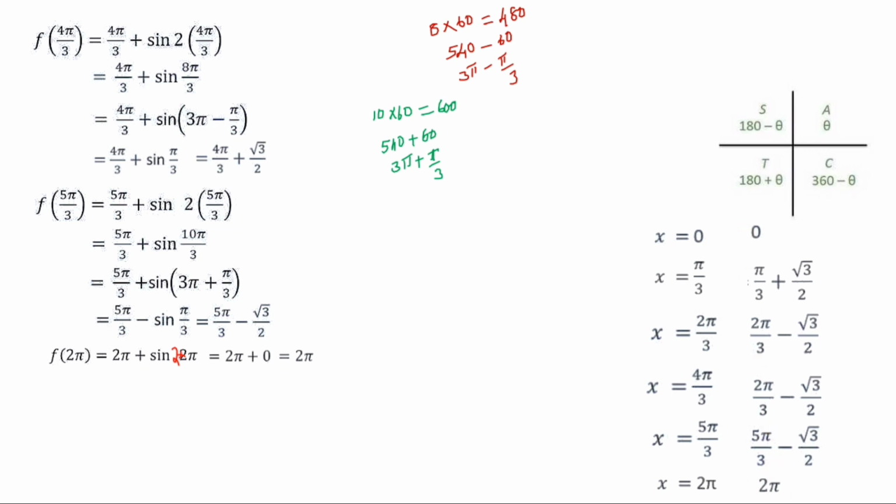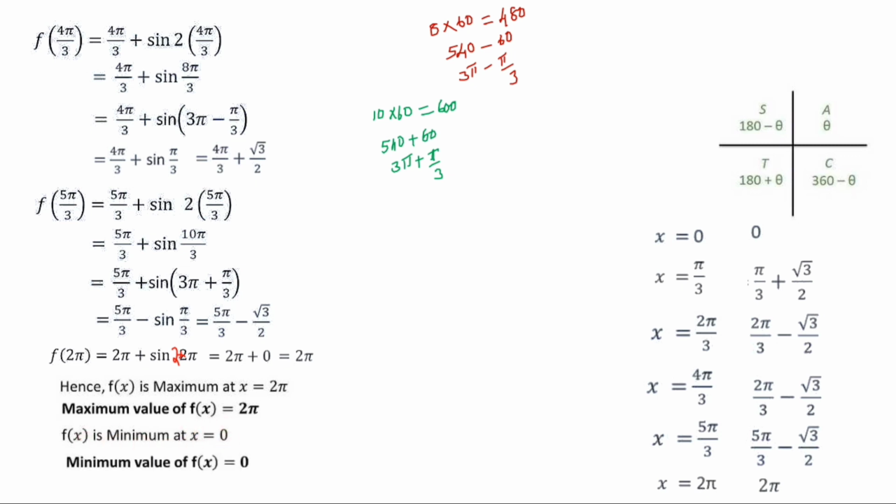Among all these values, it is quite clear that this is the highest value, because pi value is 3.14. 2 into 3.14 means almost 6 point something will be coming. Wherever you do the calculation, you will not be getting 6 point something. So because of that, this is the highest value. And the lowest value, of course, is 0. So easy to identify. Hence f of x is maximum at x equal to 2 pi. Maximum value of f of x is 2 pi. Then f of x is minimum at x equal to 0. Because of that, minimum value of f of x is 0.